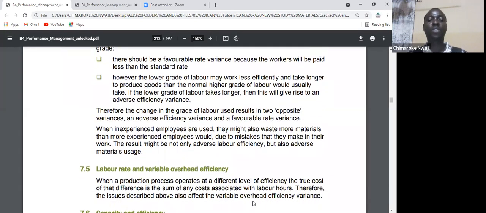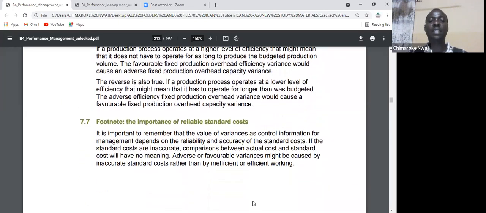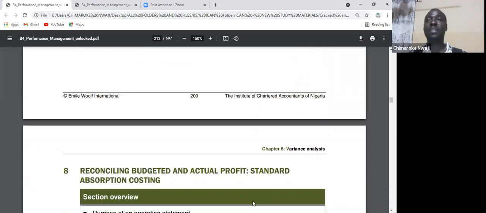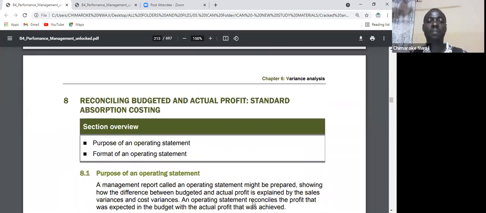Sometimes, when you have this kind of interrelationship, you need to weigh the factors. Which would you rather want? Would you rather have low-grade workers working for you for a cheap amount and get inefficient results? Or would you pay higher to get good-grade workers and get an adverse rate variance, but good efficiency? Which will you favor? Look at materials too. You might buy a very cheap material, so you have a favorable price variance. But when you use that material, because of poor quality, it results in plenty of waste. So they are interdependent.